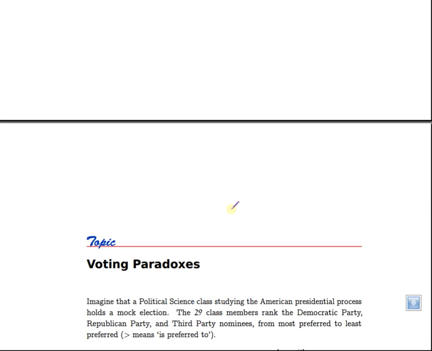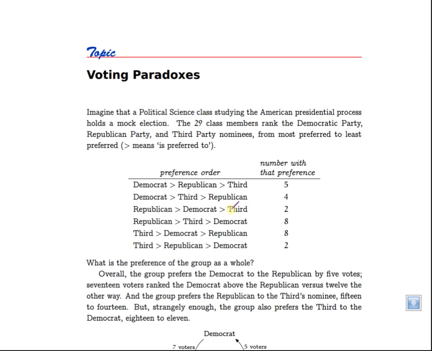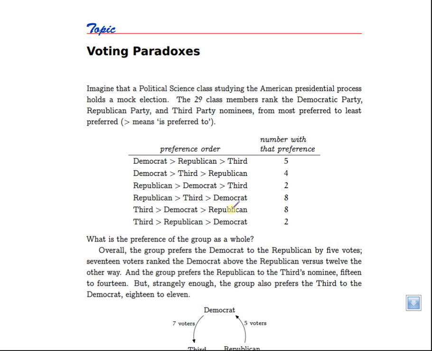I would like to spend a little more time talking about voting paradoxes to help you get through this chapter. Very interesting and also a subject of current research. So imagine that you hold an election and you ask people to rank their preference of three candidates: Democrat, Republican, and third party.